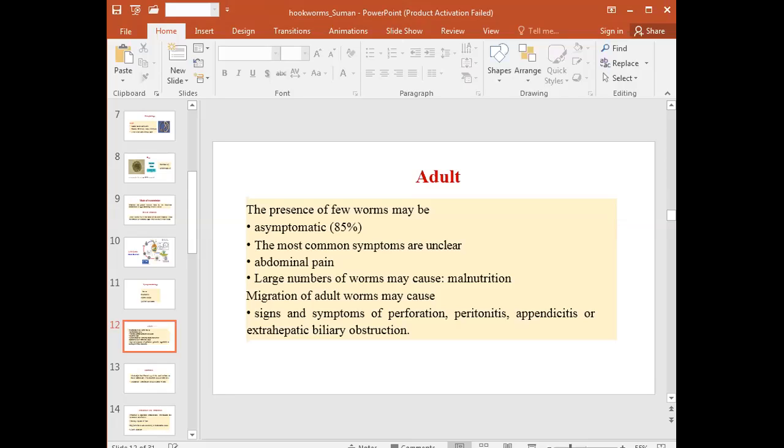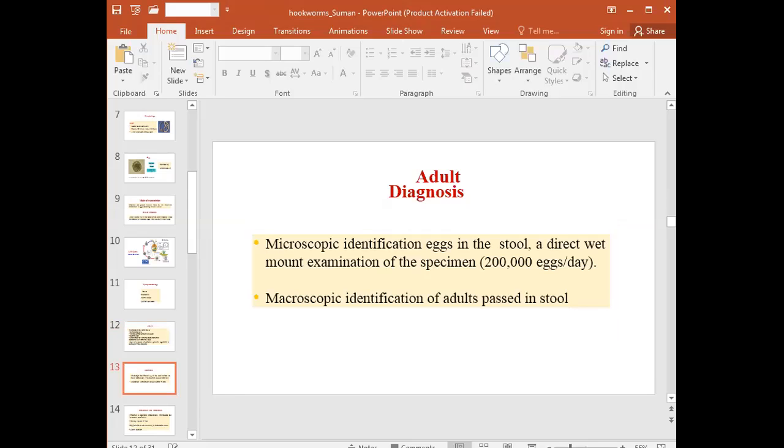Next one is extrahepatic biliary tract obstruction. It is the blockage of the normal flow of bile from the liver to the intestinal tract. The most common causes of EHBO include pancreatic disease, stone formation within the biliary system, and gallstone formation. So these are very common symptoms in case of infection with adult Ascaris.